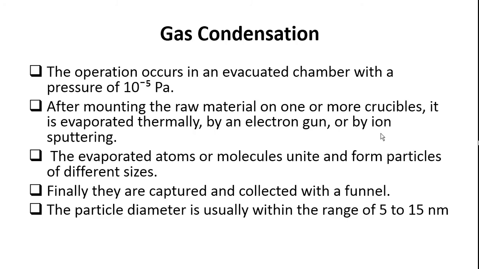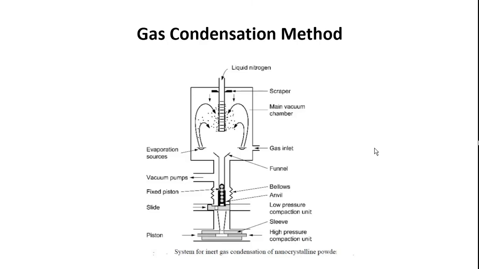that can be kept on one or more crucibles, and that can be either evaporated by evaporation techniques, or you can make use of an electron gun for evaporating it, or you can make use of ion sputtering. All these methods we have already seen. Of course, this is the arrangement of this particular process, and this is the chamber in which these are all the crucibles, that is the evaporation source, and this is heated up on the crucible. The material whose nanoparticles are to be produced is heated up, and that is placed here. One or more crucibles may be available here.